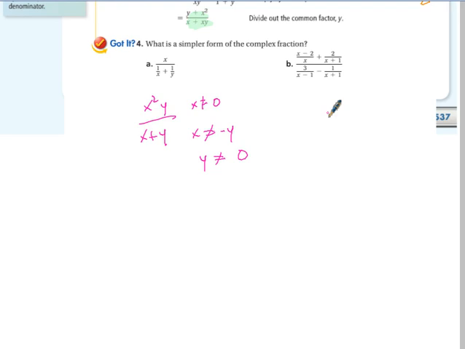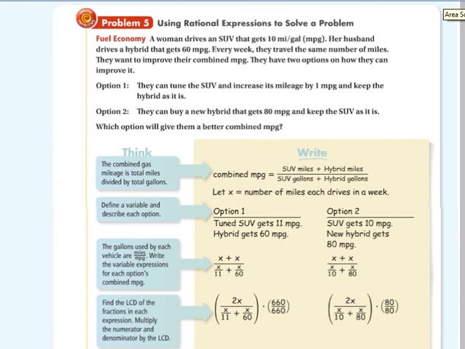For B, B was a mess. Hopefully for B, you have x minus 1 squared over 2x. And the restrictions there are x cannot be equal to negative 2, negative 1, 0, or 1. If you didn't get those, I really suggest you try them again. Just sometimes trying it a second time, you can find your mistake. If you still don't, make sure we go over it in class.